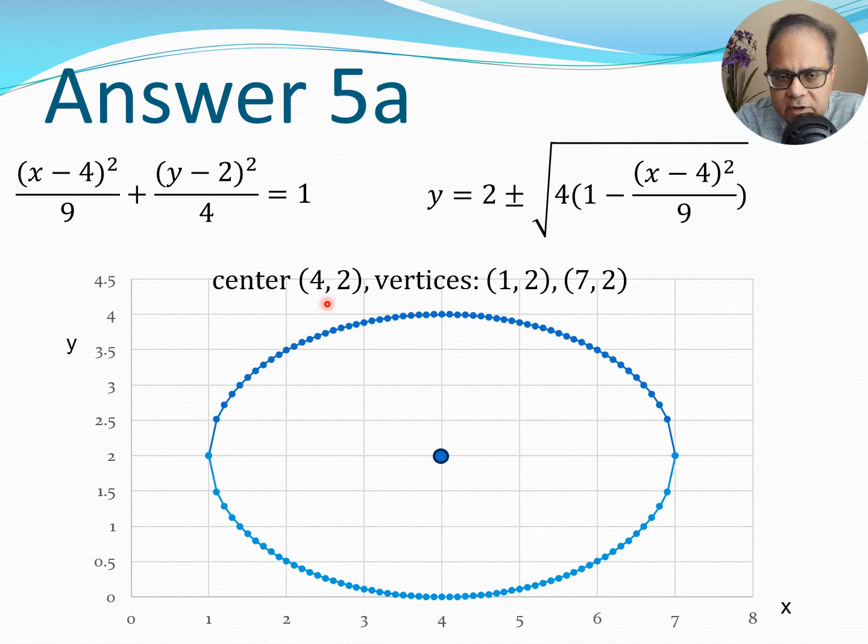And you can see here the center is at (4, 2), this center point is here, and the vertices are at (1, 2) and (7, 2). So this essentially is the typical path of a satellite as it revolves around the Earth, or it may be the path of a planet as it revolves around the sun, and so on. Very important in space mechanics and Kepler's laws.